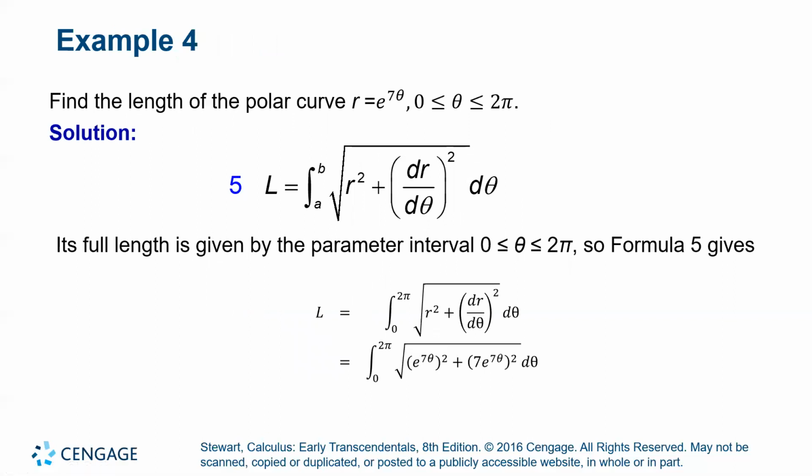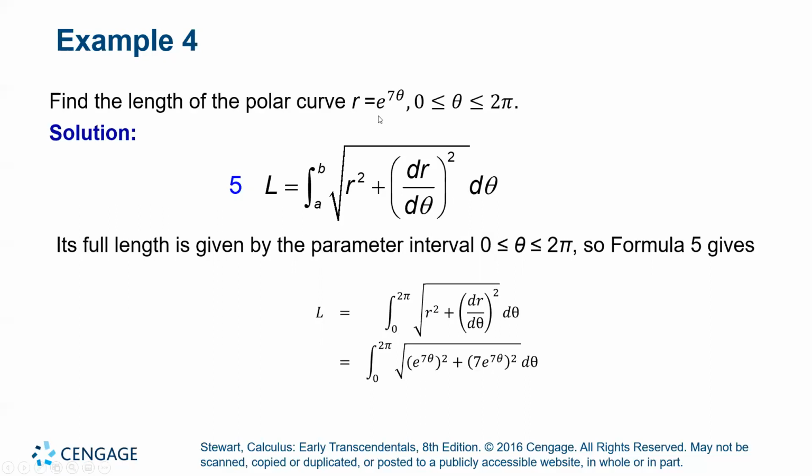So let's look at an example. Let's try to find the length of the curve r equals e to the 7th theta, and we want the length from 0 to 2 pi. So using the equation we just found on the previous page, we know it's going to be the integral from a to b of the square root of r squared, which is our function, plus the derivative of the function squared. So we're told that we want to go from 0 to 2 pi, so that's our limits of integration.